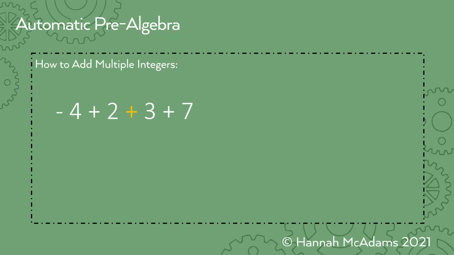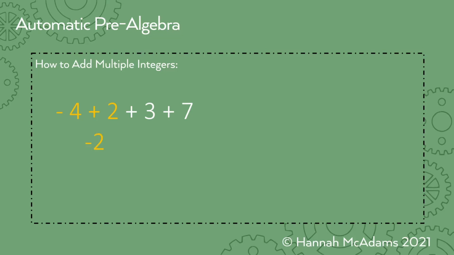Now, you can do this a couple different ways, but the method that I'm going to show you today is to just go from left to right. Let's look at the first two numbers, -4 plus 2. Just ignore the 3 and the 7. You subtract because it's a negative and a positive, and you would get -2 because 4 is the greater absolute value.